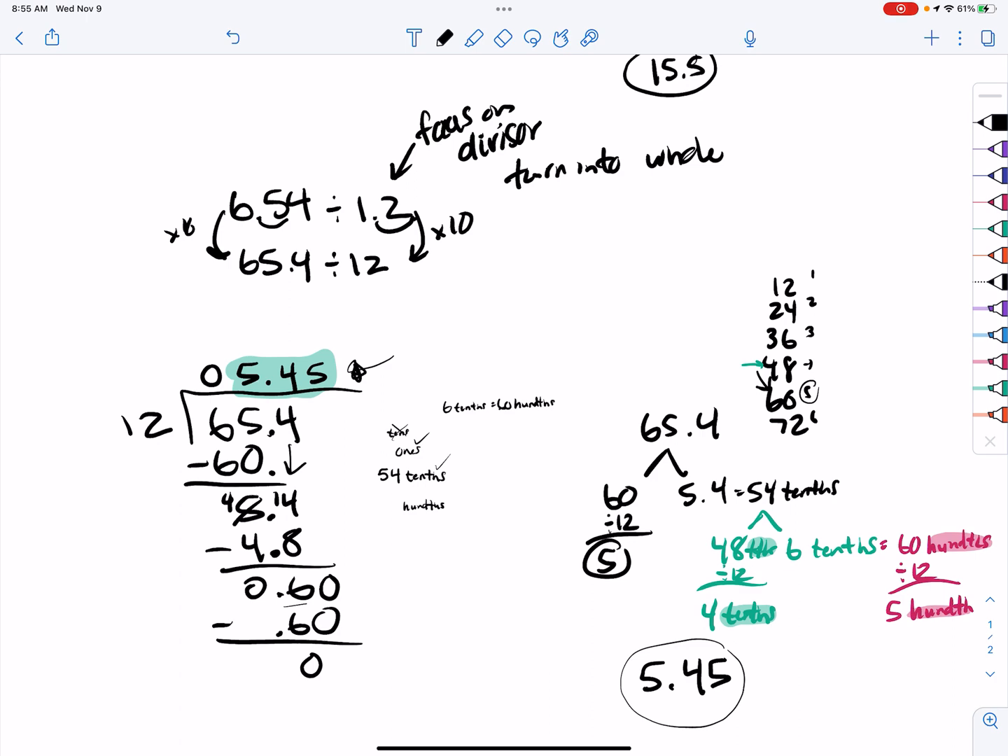So either of these strategies works. You're using the same type of conceptual understanding that if I am working from my greatest place to my least place, and I can't make a group of 12 for my divisor, then I can regroup those bigger places into smaller pieces. It's like you're taking pizzas and cutting them into smaller pieces to be able to share more evenly.